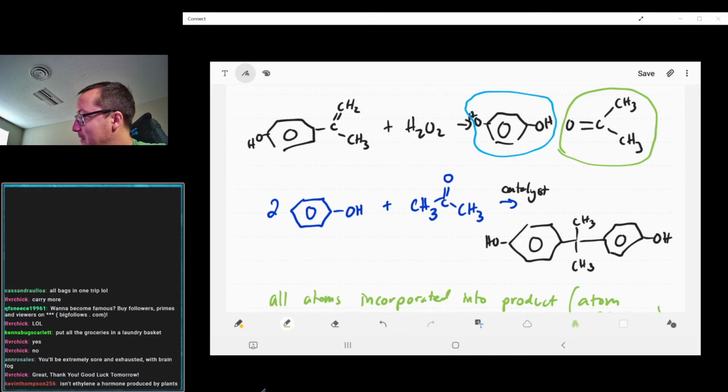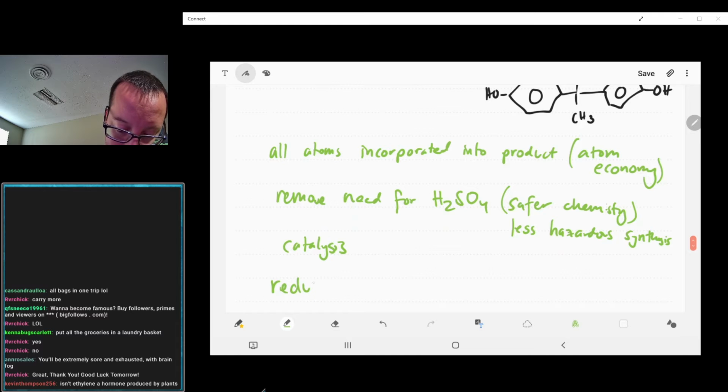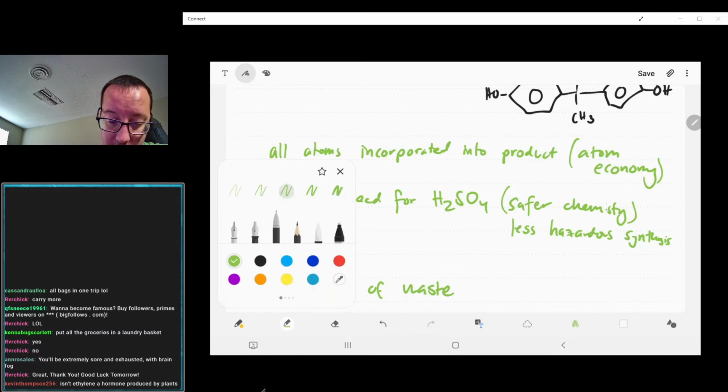What else do we have with this? Just overall safer. But more importantly, here's our atom economy example. And we're just reducing the waste. Because we presumably have no waste products aside from just undesired side reactions, which may happen. So overall, we have a lot of good things about this kind of second process. Any questions on that one?